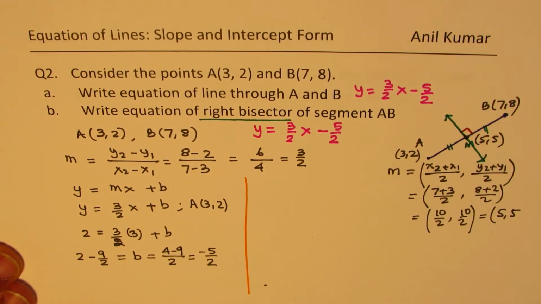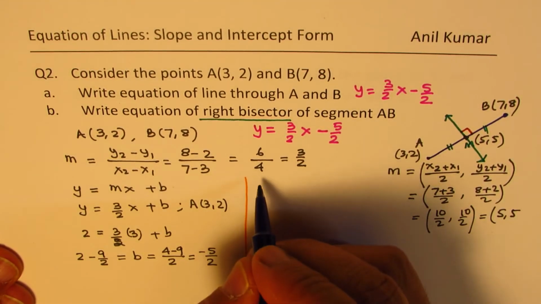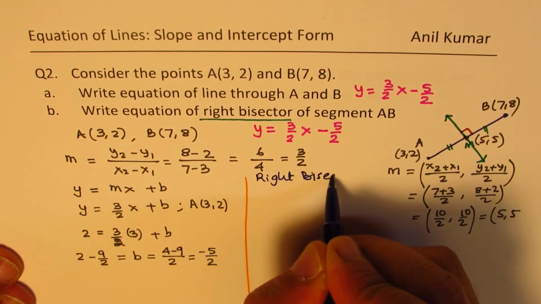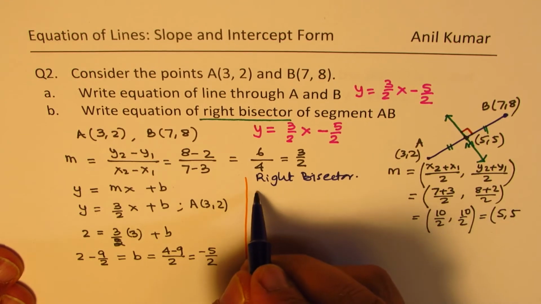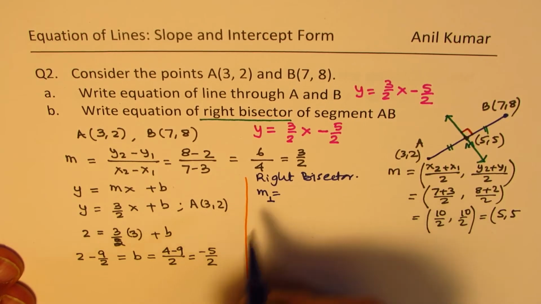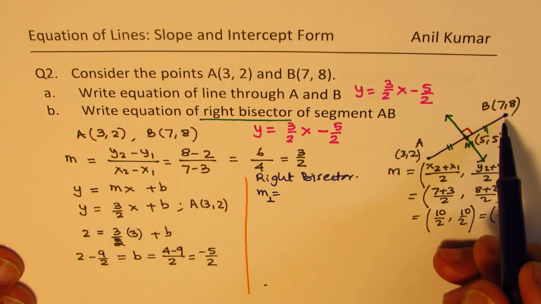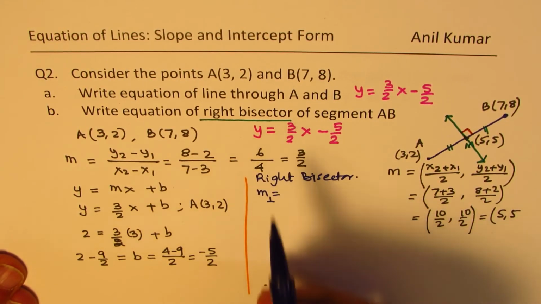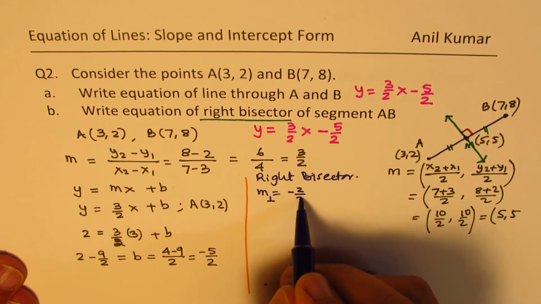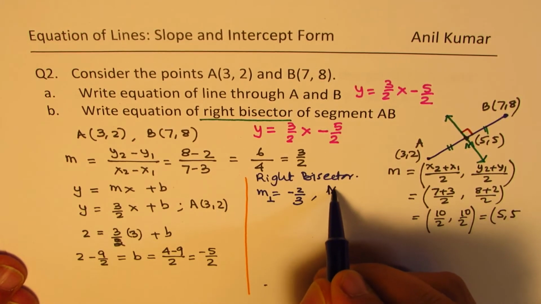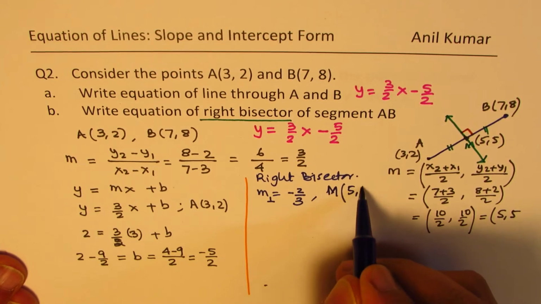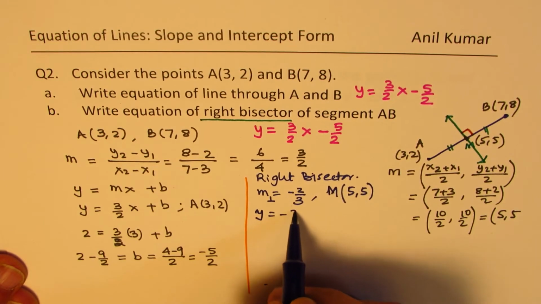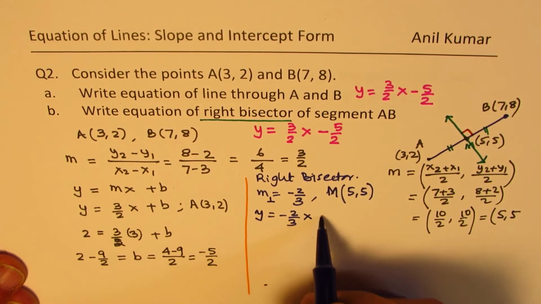And what is going to be the slope of this line? So now let's find the right bisector, okay? So for the right bisector, the slope has to be what? It has to be perpendicular to the previous slope, which is 3 over 2. So to get that slope, we'll do negative and reciprocal. So negative 2 over 3 becomes the slope. And it goes through the point M, which basically is (5, 5). Correct? So we can now write down this equation as y equals minus 2 over 3 x plus b.